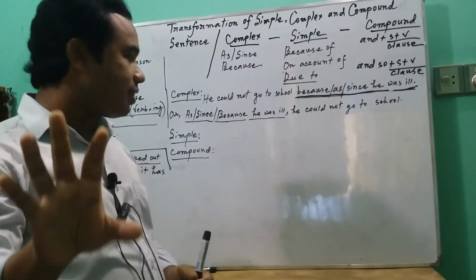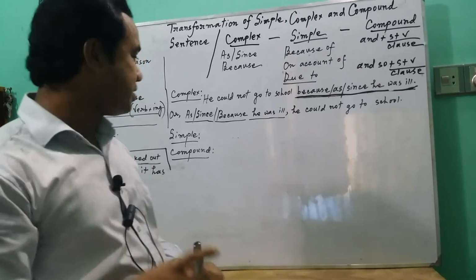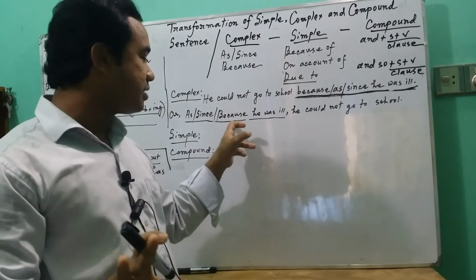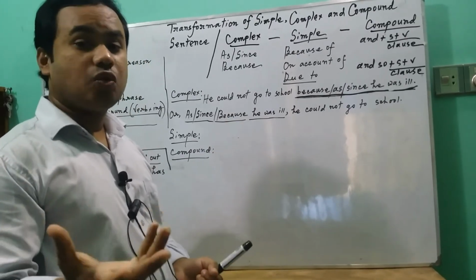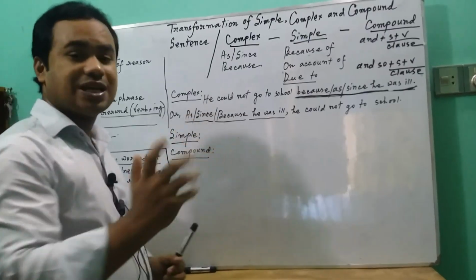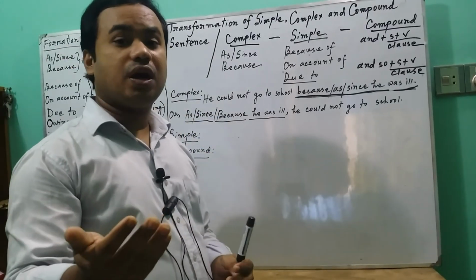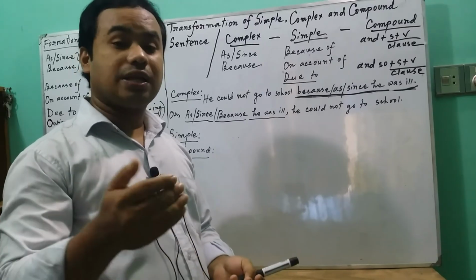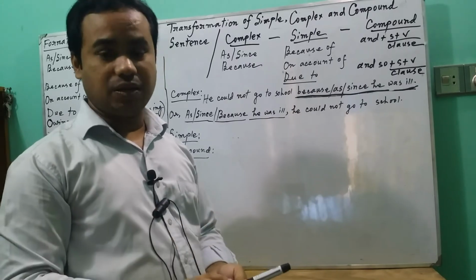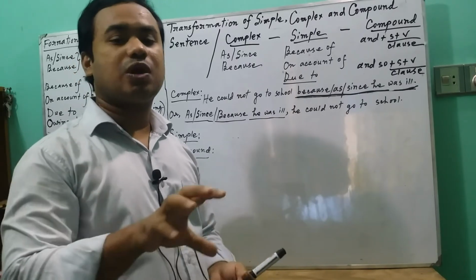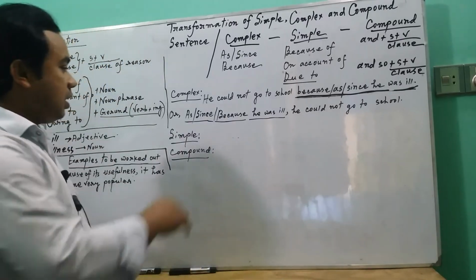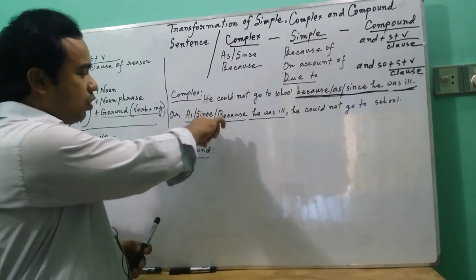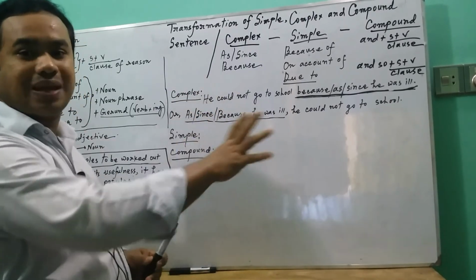But the most important thing here to remember is that when you use because at the beginning of the sentence, then it means you are focusing on the reason. For example, yesterday you could not go to college. You could not go to college because of what? Then you say, because I was ill, I could not go to college. It means you are focusing on the reason. Because he was ill, he could not go to school. Then both the sentences have the same meaning.